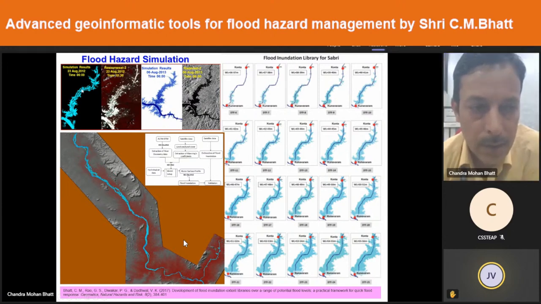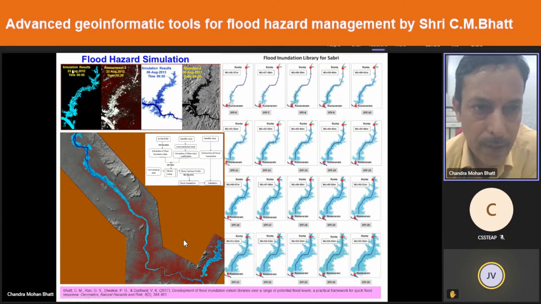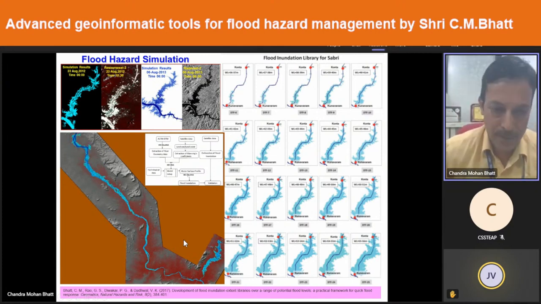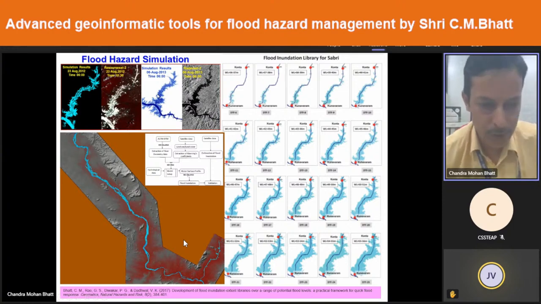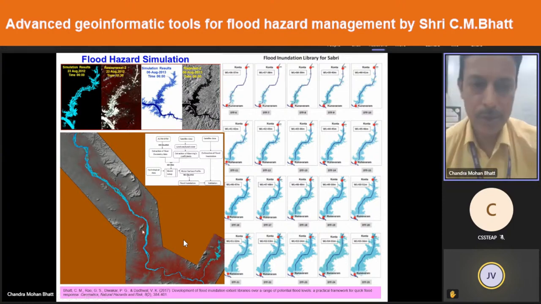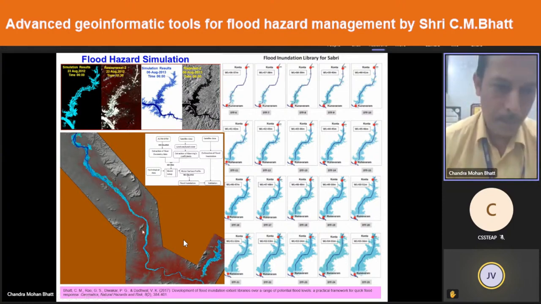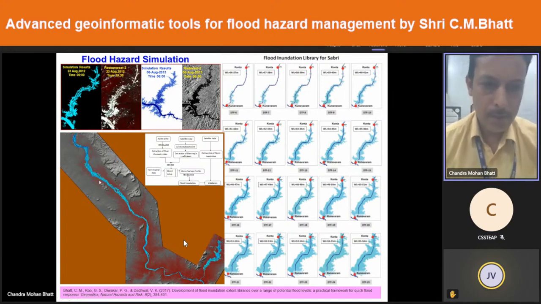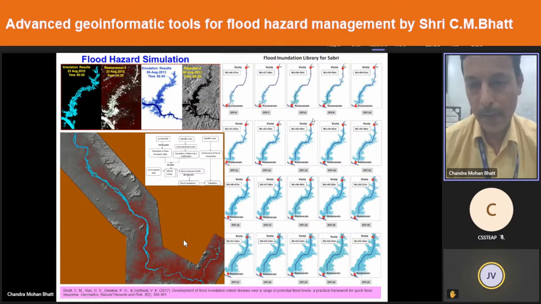So this is from the simulation results. This is from the satellite on the same day. The pass is also the same day. On the 23rd we have simulated, and on the 23rd there is a satellite pass. So we have validated our results, and then this kind of simulation can be generated. And once your simulations are well in accordance, we also have attempted to create one flood inundation library.